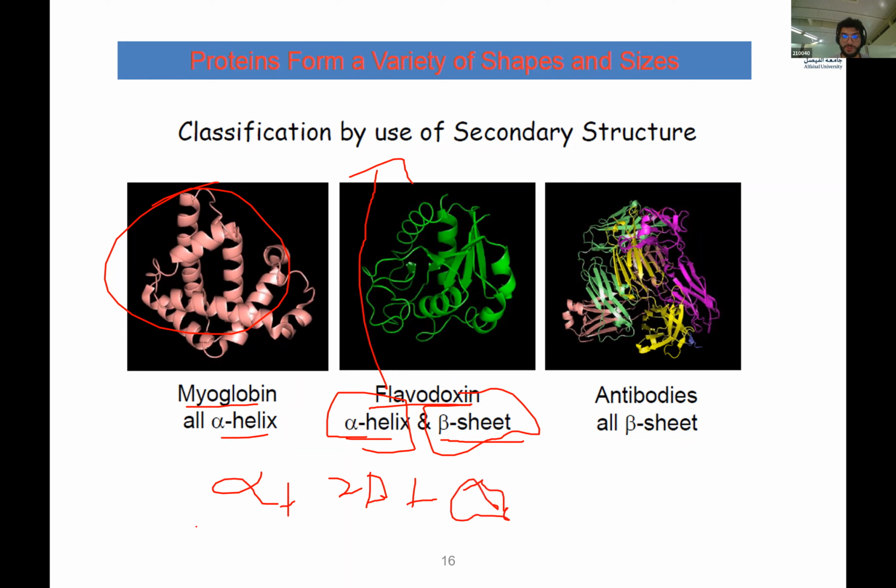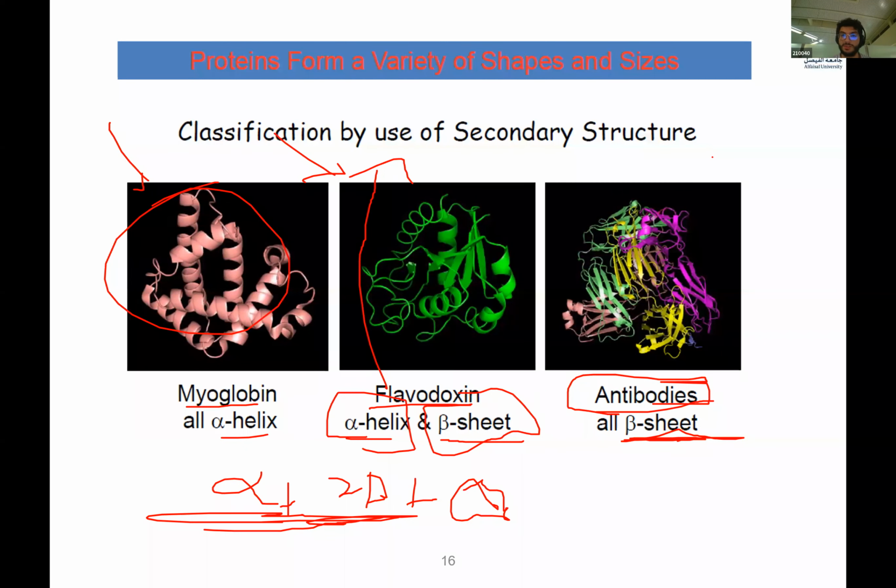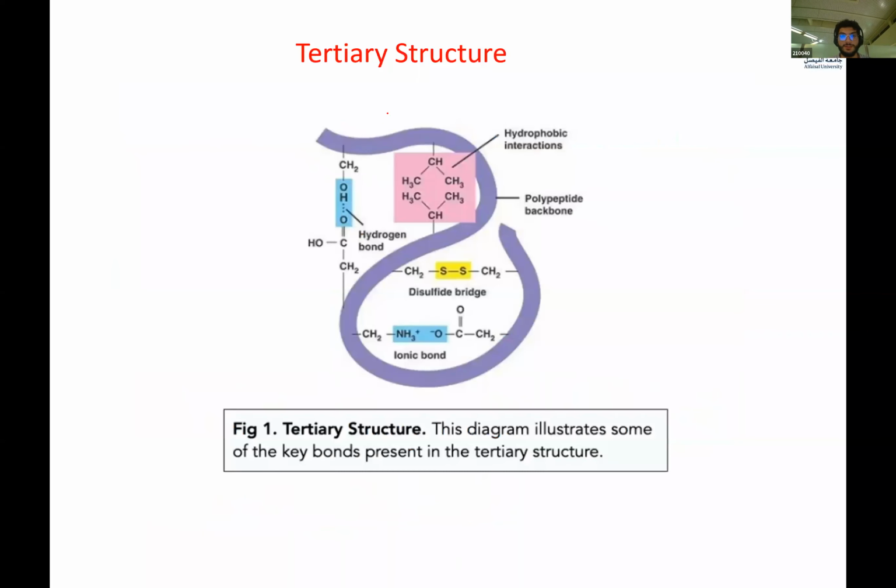It doesn't have to conform to any of these, so it doesn't have to be this. And obviously, antibodies is just another example: protective proteins in your blood that consist of all beta sheets. I would memorize these examples for the exam because they might bring them as MCQs. So yeah. Next is the tertiary structure.